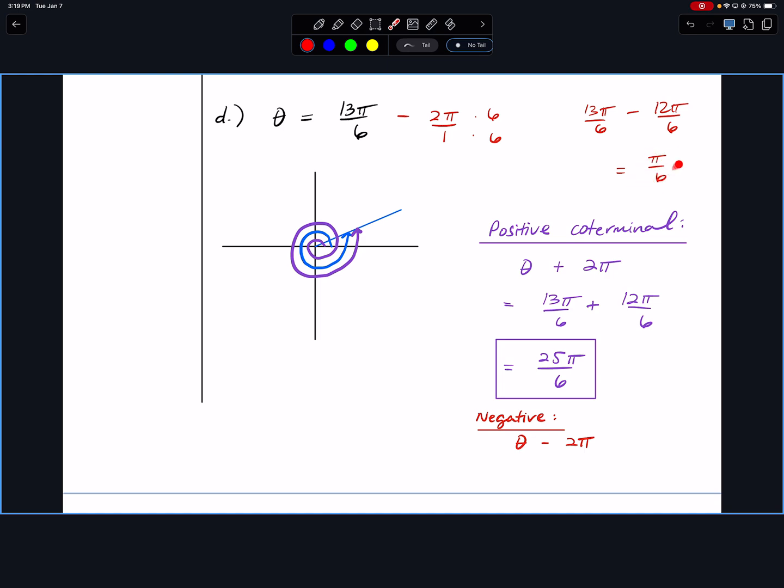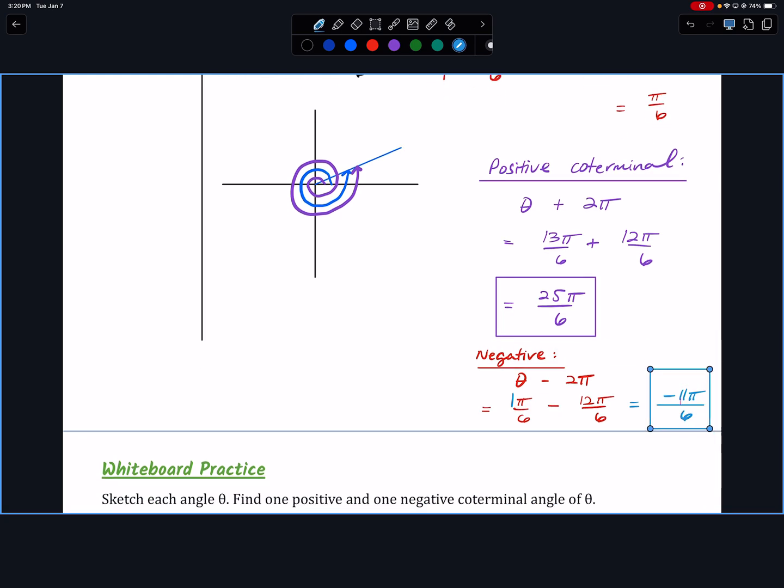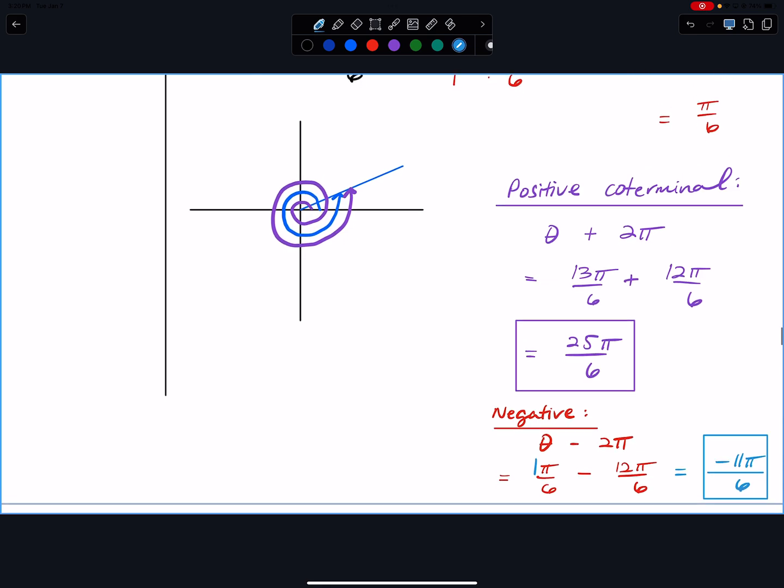Since that's not negative, I have to subtract 2 pi again. So it's going to be pi over 6 minus 12 pi over 6, because that's the same thing as 2 pi. This is the same thing as 1 pi over 6. What's 1 minus 12? Negative 11 pi over 6. Okay? So, where's that going to be?